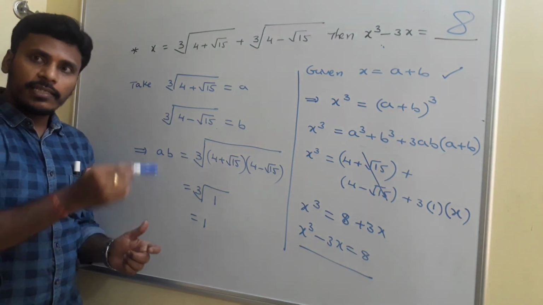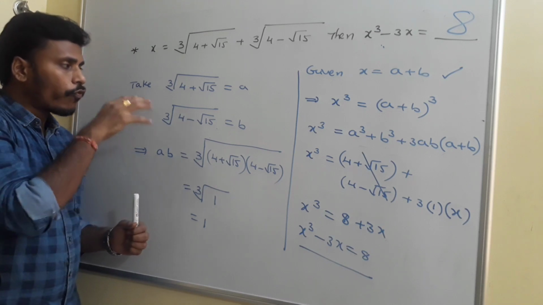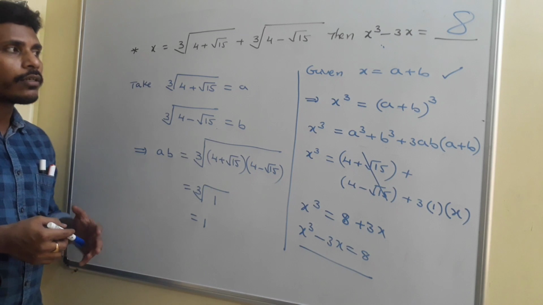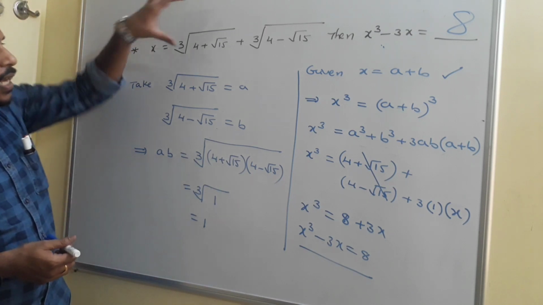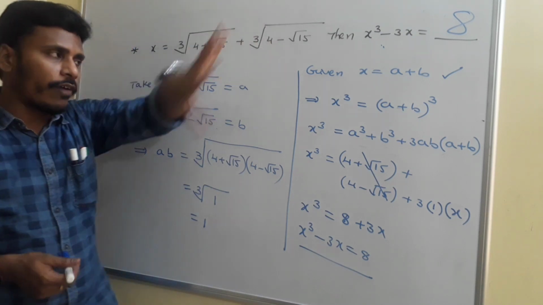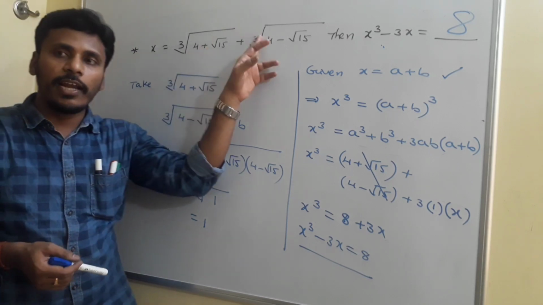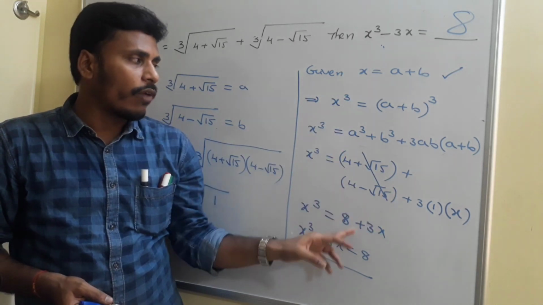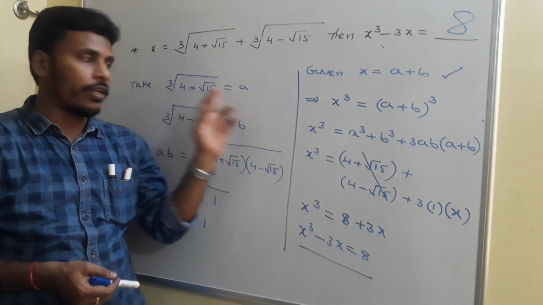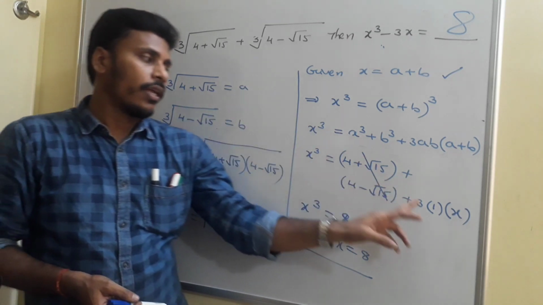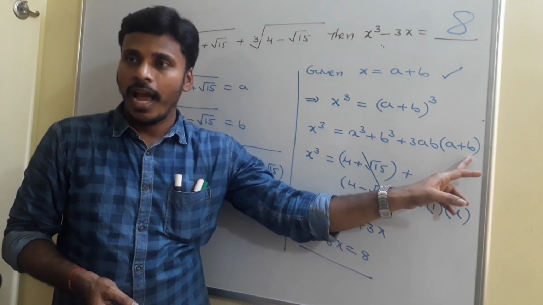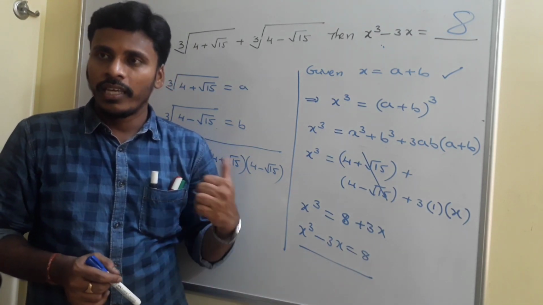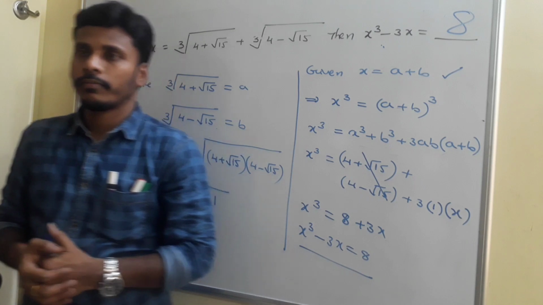See, similarly as in the previous problem we discussed, for this problem what we did was cube on both sides. But before going to cubing, I took the first term as a and the second term as b for our convenience. By taking them as a and b, x equals a plus b is there with us. Cube on both sides, and meanwhile we utilize that a cube is 4 plus root 15, b cube is 4 minus root 15, a into b is 1, and a plus b is x. And our answer for the problem, x cube minus 3x, is 8 at the end. Think a while, go for a screenshot.